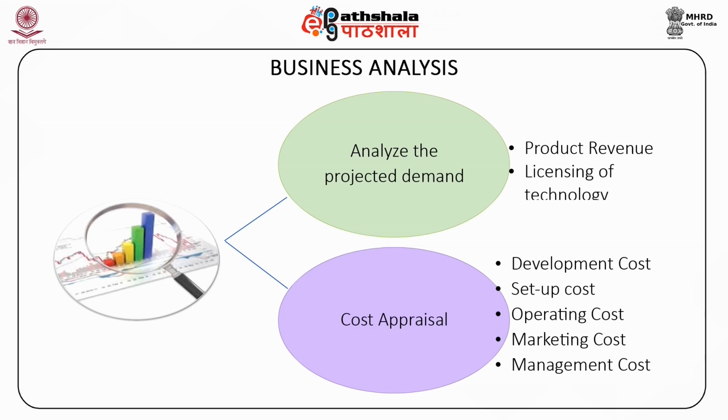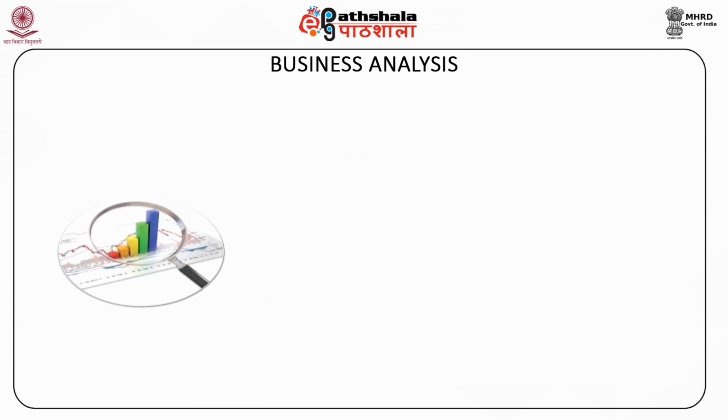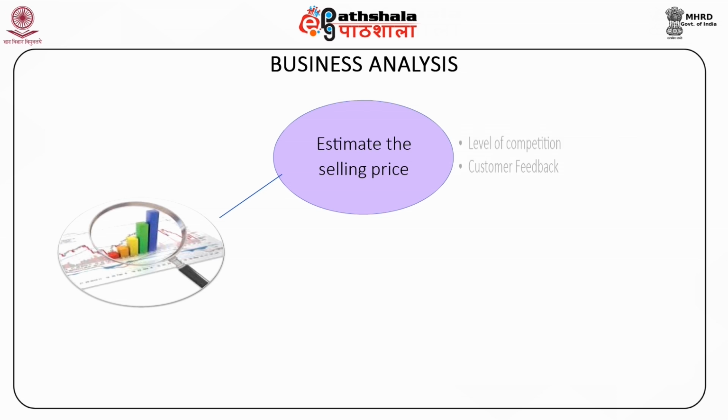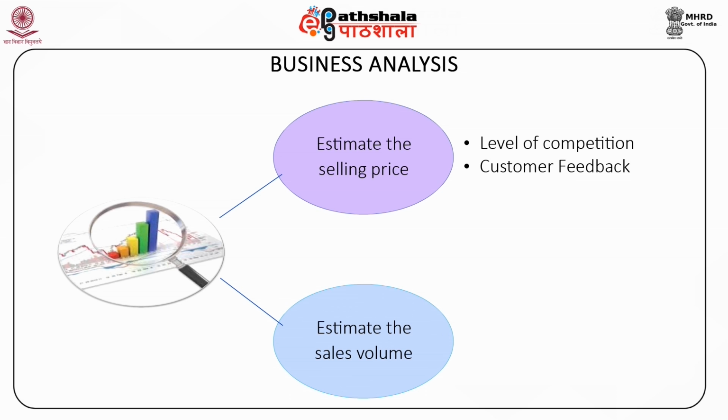Operating costs that account for possible economies of scale and learning curves. Marketing costs, especially promotional and distribution. Management costs. Based on these costs, the business analysis stage will estimate the likely selling price. This figure will also depend on the level of competition as well as customer feedback. Sales volume must also be estimated based on the size of the market. Ultimately, profitability and the estimated break-even point can be derived.